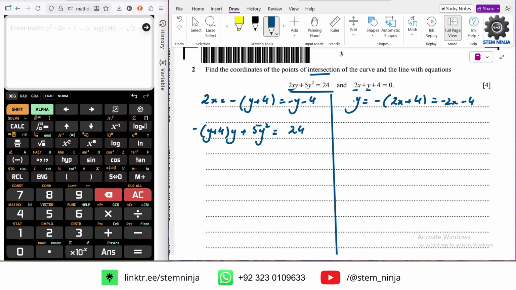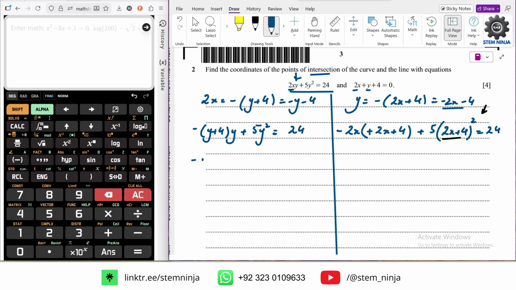But if we had substituted out y, this would become 2x plus y is basically just this minus this thing times by, so we can bring out the minus 2x plus 4 plus 5y squared. So the square of 2x plus 4, because minus minus will become just plus, equals to 24. Now, as you can probably see, this will be slightly longer because of the expansion of the square, but otherwise it's still a valid way of working.